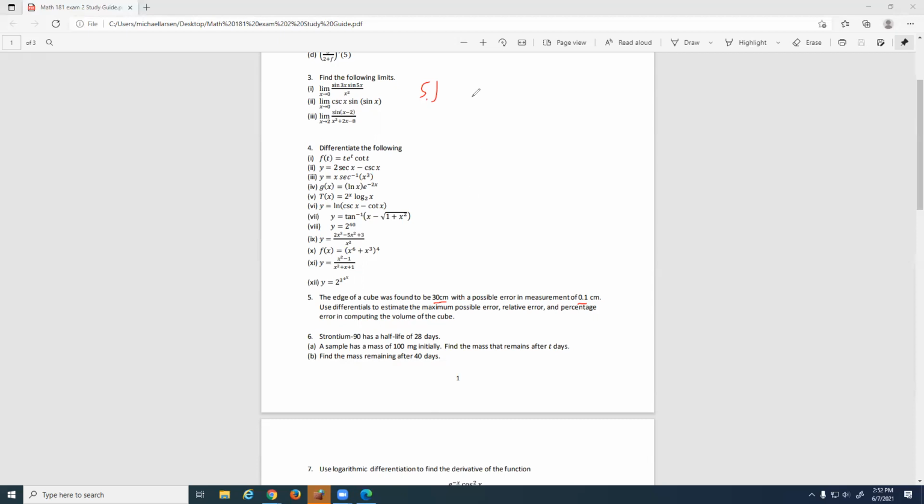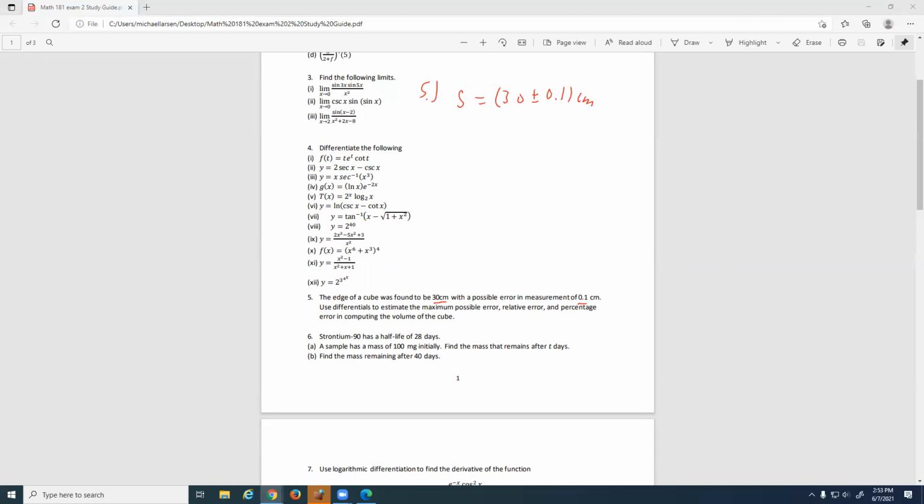All right, so let me go ahead. Actually, I don't even think we'll need to, we may need to draw the cube, but for now we don't need to. So if we know that the edge is 30 centimeters with this possible error, I'll say S for a side, because E is already a number. So S is going to be 30 plus or minus 0.1 centimeters. So that's going to be a side length.